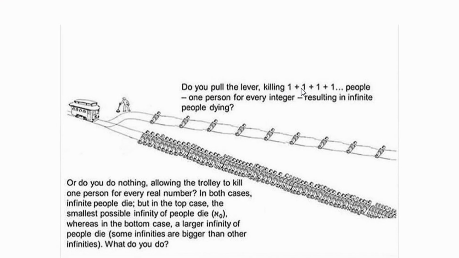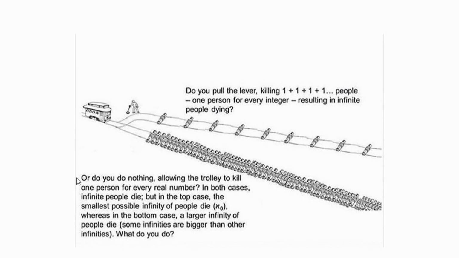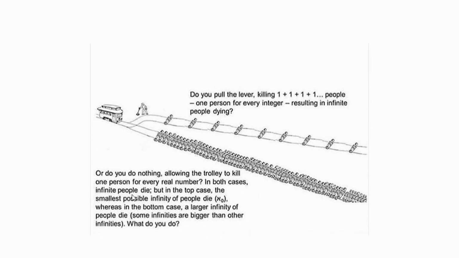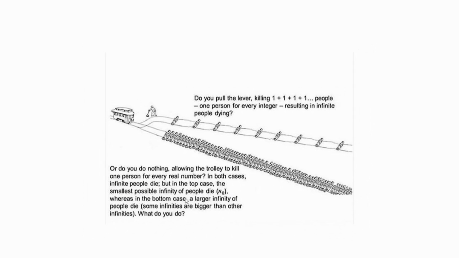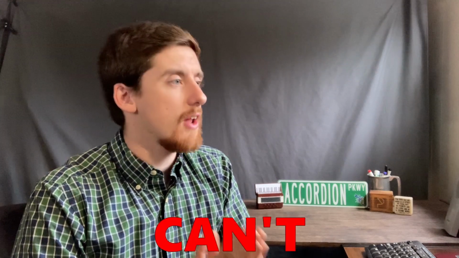Do you pull the lever, killing 1 plus 1 plus 1 plus 1, etc. people, 1 person for every integer, resulting in infinite people dying? Or do you do nothing, allowing the trolley to kill 1 person for every real number? In both cases, infinitely many people die, but in the top case, the smallest possible infinity of people die, whereas in the bottom case, a larger infinity of people die. Some infinities are bigger than others. What do you do?